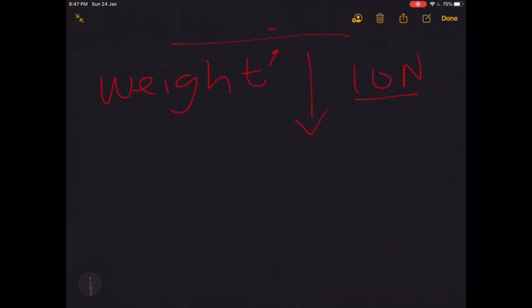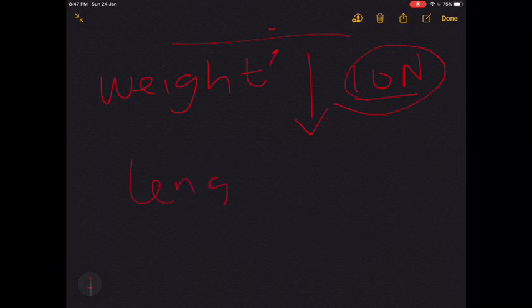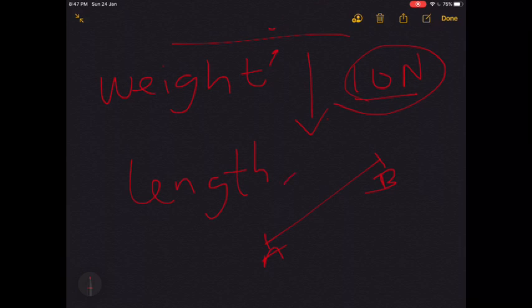Scalar quantities are quantities that have just magnitude. An example is length. The length of this line AB, if it's 5 centimeters, will always remain 5 centimeters. This is a scalar quantity.